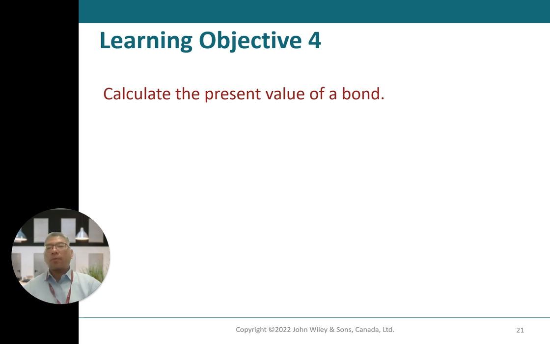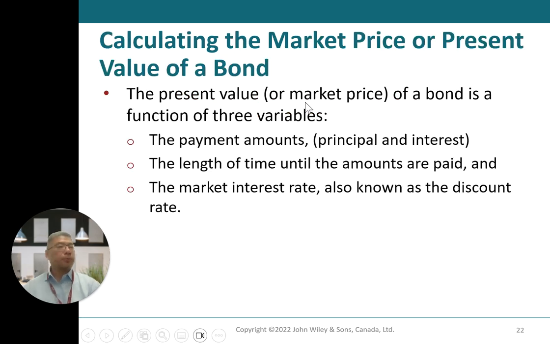Okay. Let's go to learning objective 4. Calculate the present value of a bond. Okay. This is the present value of a bond. In calculating the market price, or present value, of a bond, the market price is a function of 3 variables.